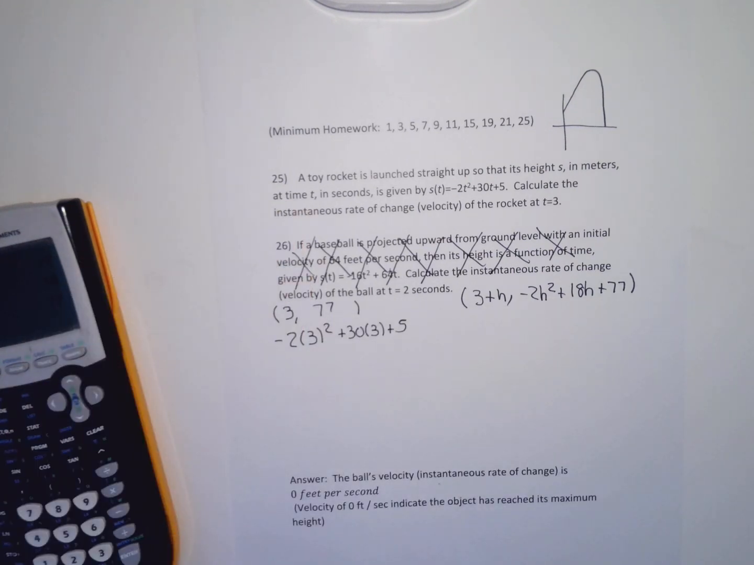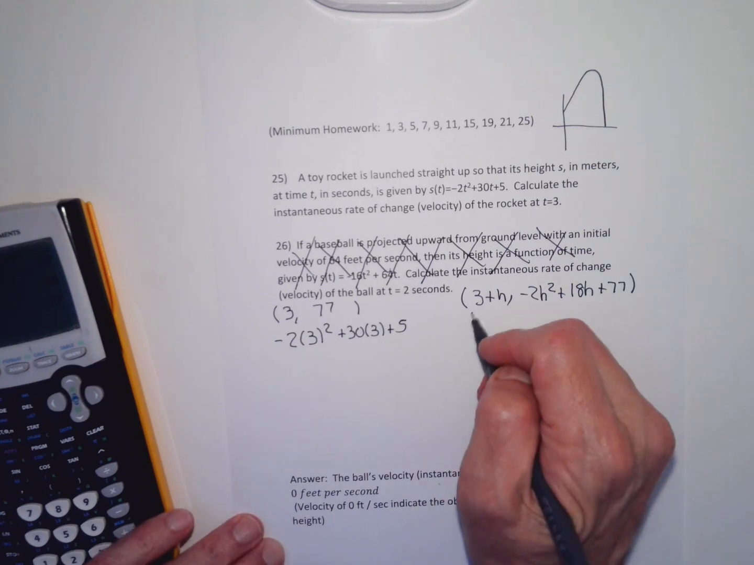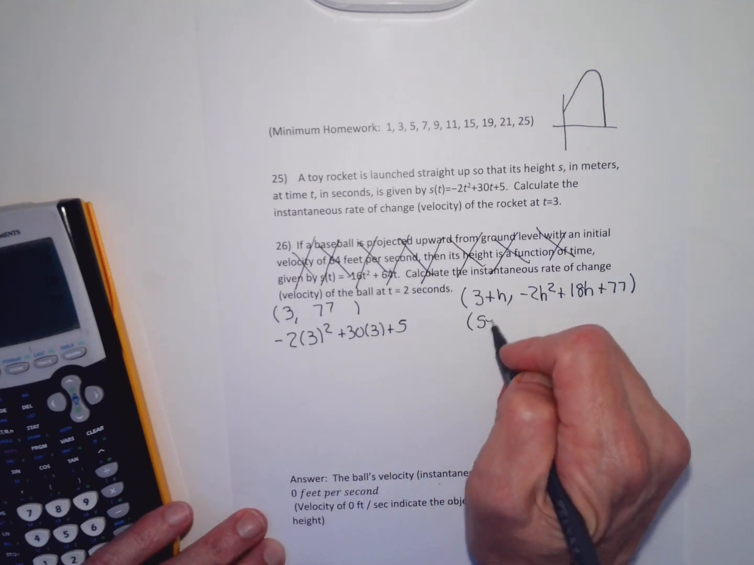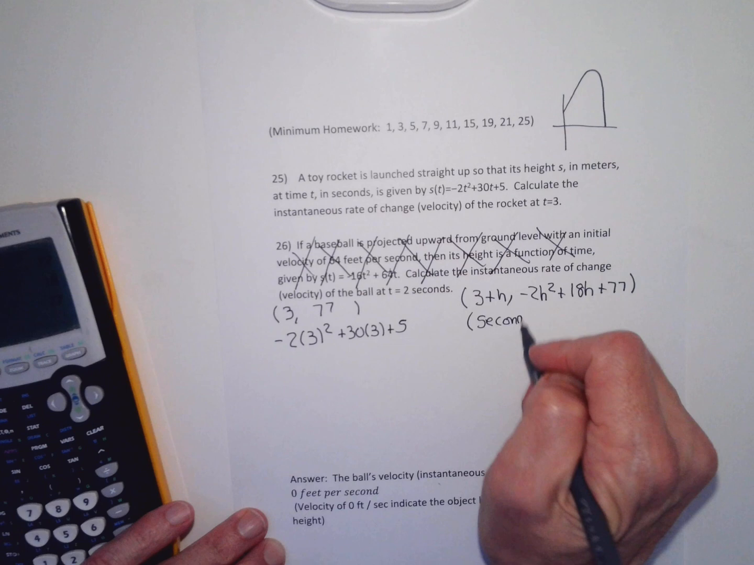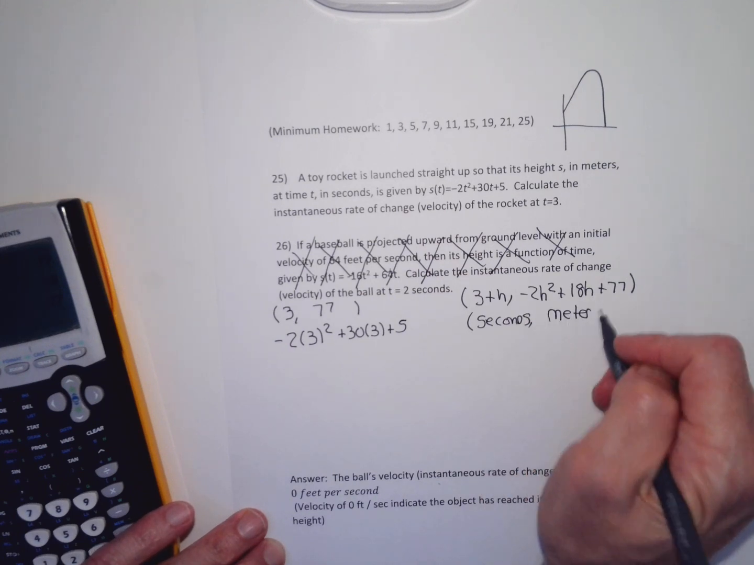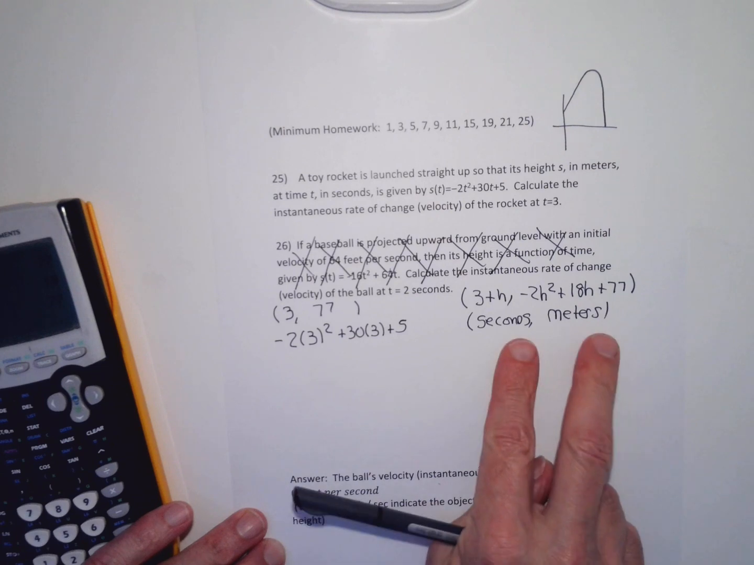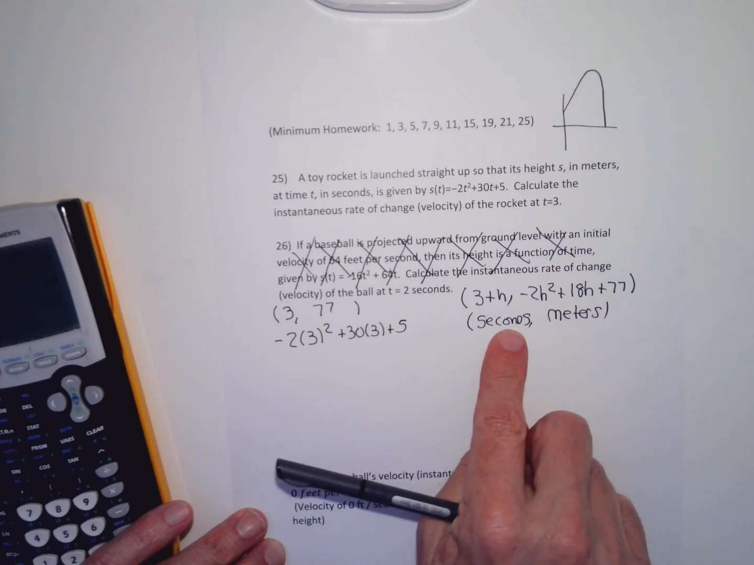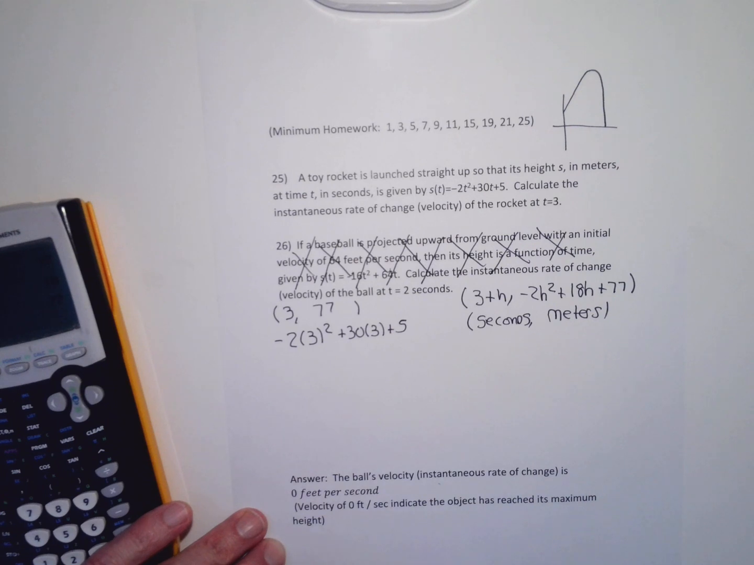Each point, the x coordinate is the time in seconds. The y coordinate is its height in meters. So when I do the instantaneous rate of change, it's going to be meters per second at an instant. And let me keep going here.